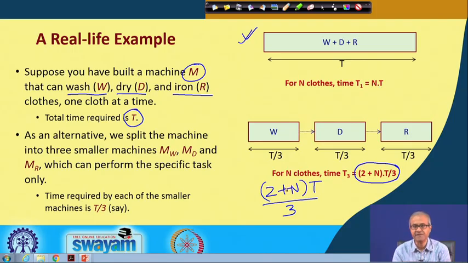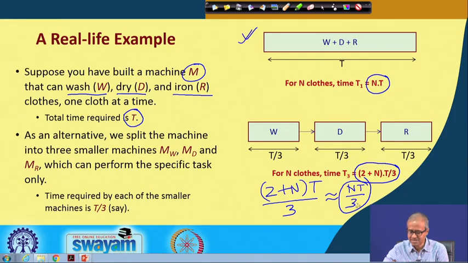So, if n is very large, then this 2 can be neglected. So, you can approximate it to n t by 3. You see, earlier the time was n t, now I have reduced the time to n t by 3. This 3 comes from the number of stages, I have divided it into 3 stages. So, I have got a 3 times speed up, but I have not paid 3 times more, right. I am using simpler machines. This is the concept of pipeline, but let us see how this expression is coming.